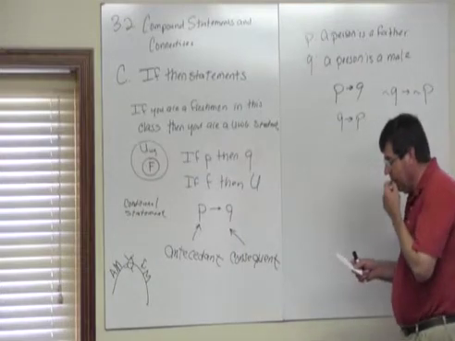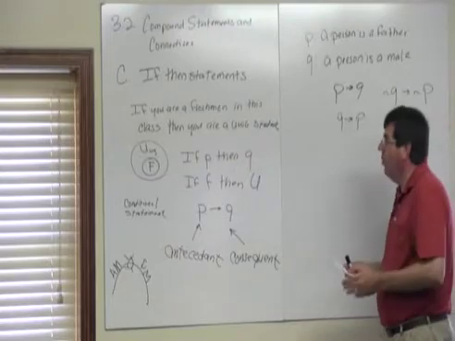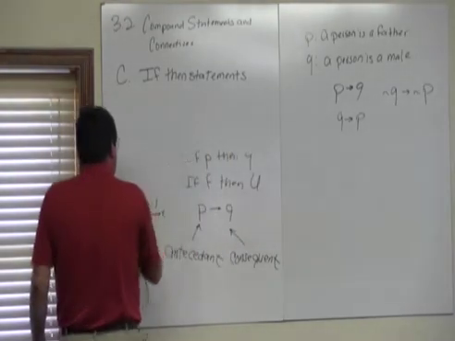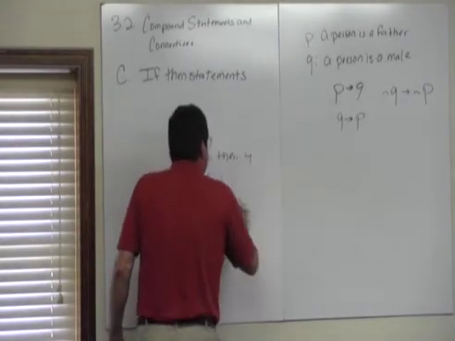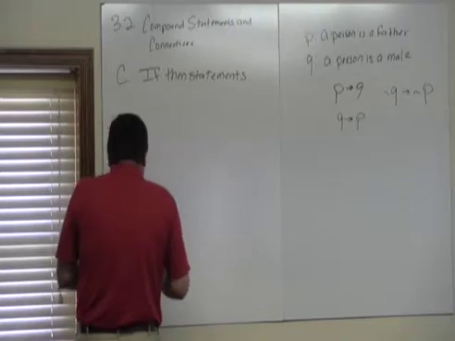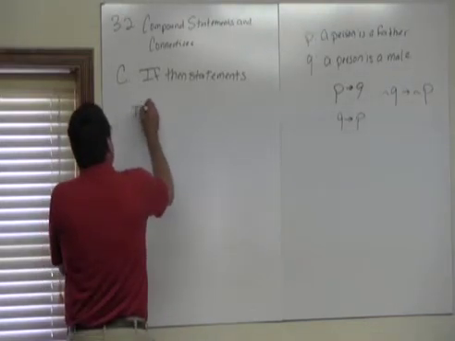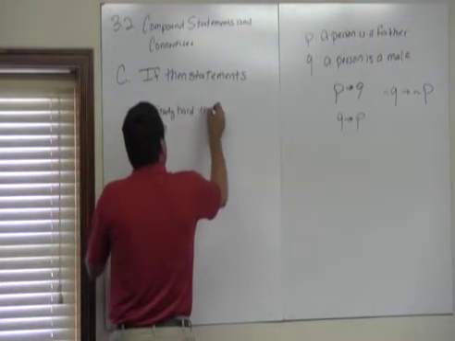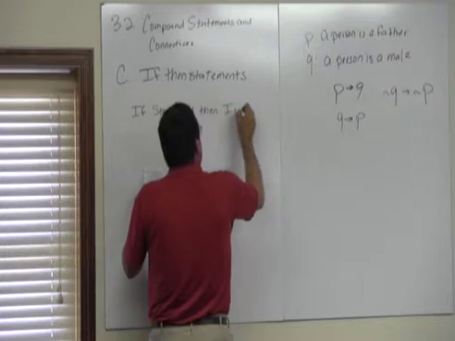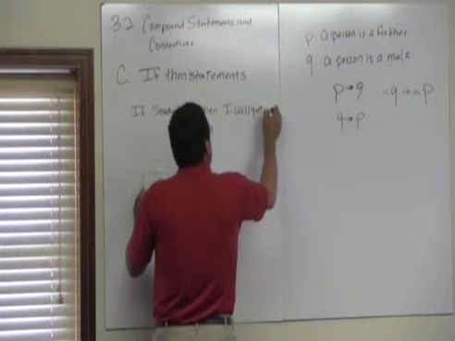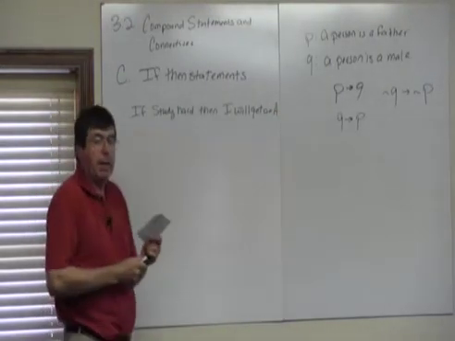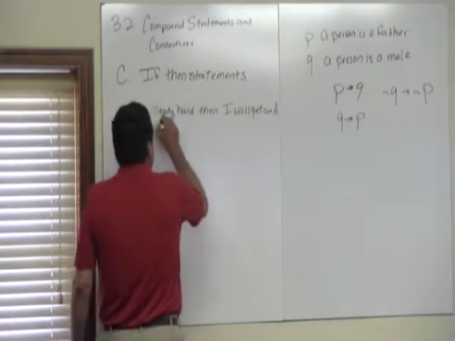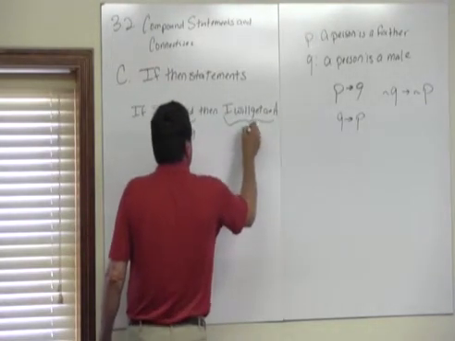Now, let's come up with our own example. Okay? How about, if I study hard, then I will get an A. Okay? Now, don't hold me to that, okay? But if I study hard, then I will get an A. All right? So let's just call this part P, and let's call this part Q.